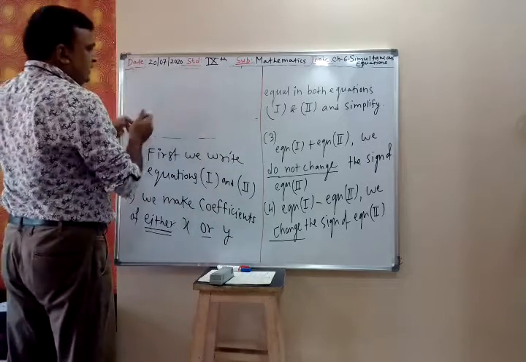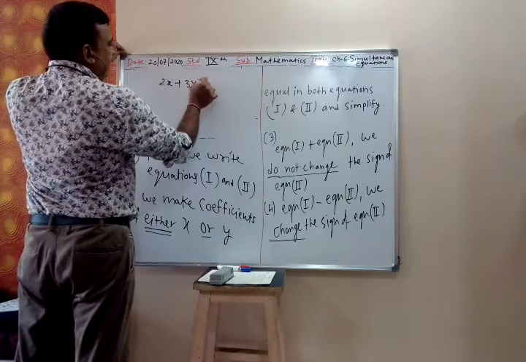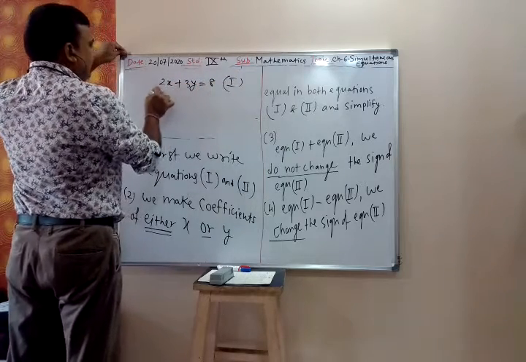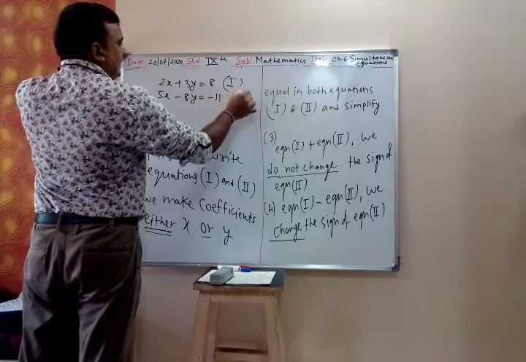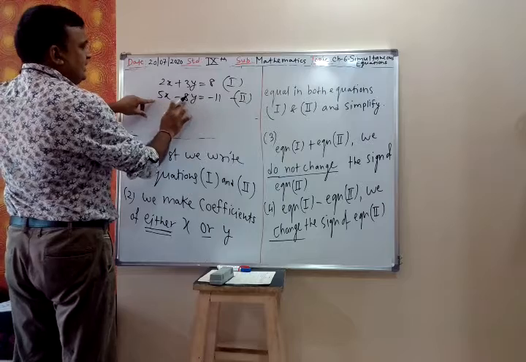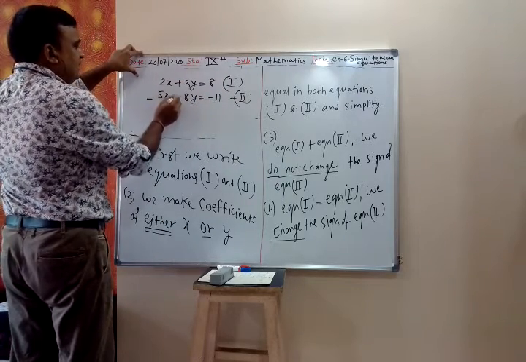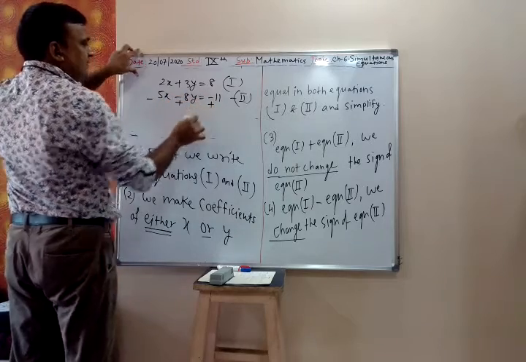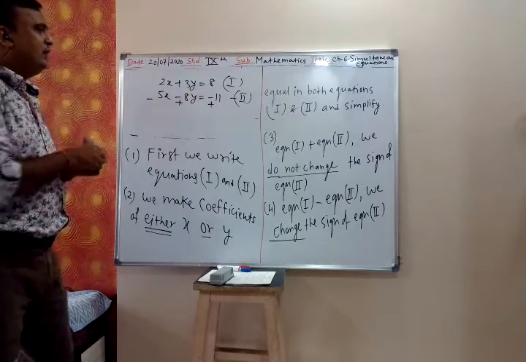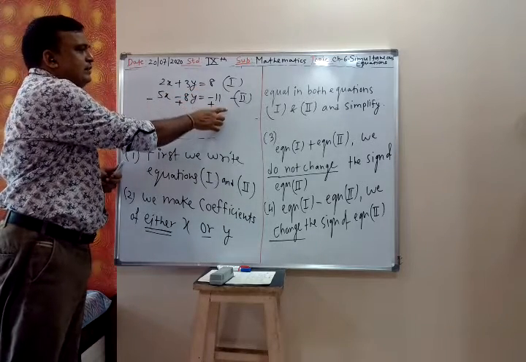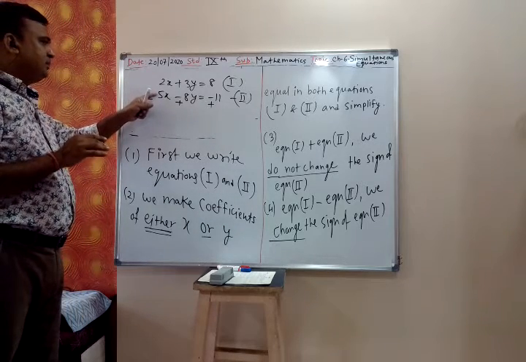For example, suppose this is equation 1: 2x plus 3y is equal to 8. And next is 5x minus 8y is equal to minus 11, equation 2. If it is 1 plus 2, do not change the sign. If it is 1 minus 2, then I will change the sign of second. This plus becomes minus, minus becomes plus. Whenever it is equation 1 minus equation 2, we change the sign of second equation. This is plus 5, it becomes minus 5.